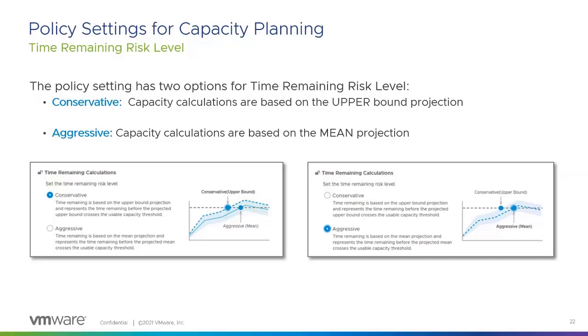And then aggressive looks at the mean, so basically the average between the upper and lower bounds. It follows the average line. So it's definitely more conservative on the conservative side, and more aggressive on the aggressive side. The aggressive might be more applicable for dev test workloads, where you can push the workloads a lot closer to the edge. And conservative would be more for production style workloads.